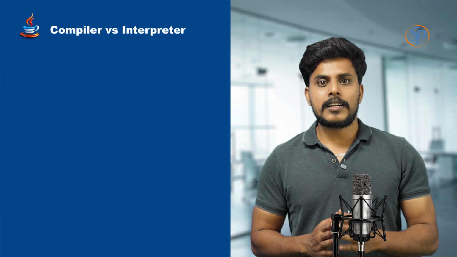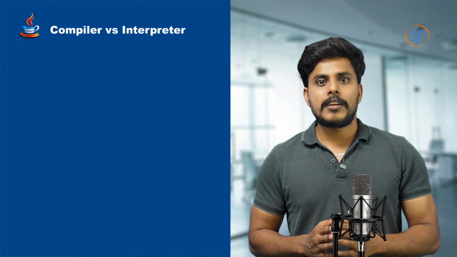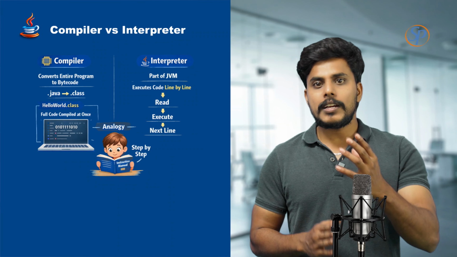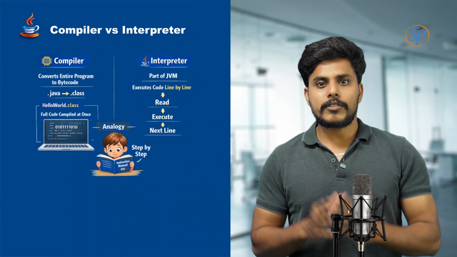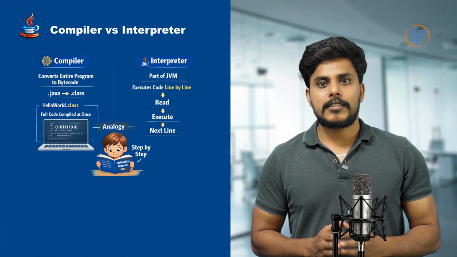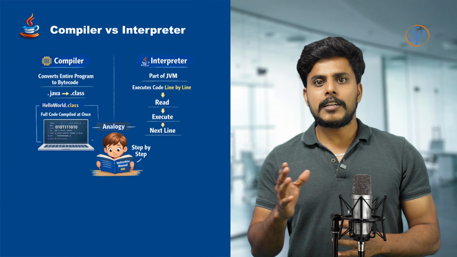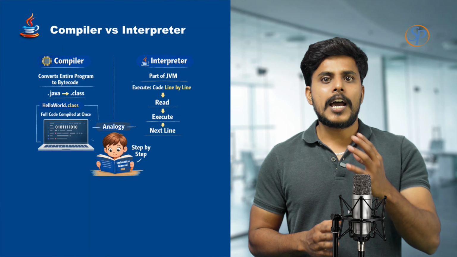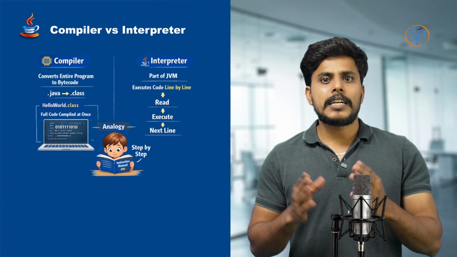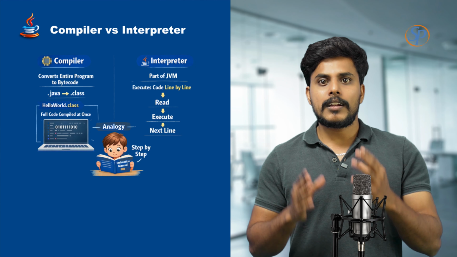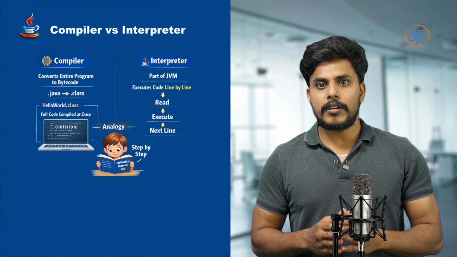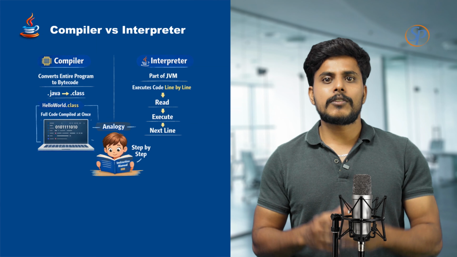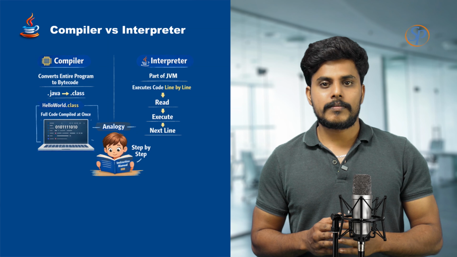Now let's understand an important concept. Is Java compiled or interpreted? Answer: Java uses both. Compiler. A compiler converts the entire program into bytecode. This happens during save. In Eclipse, the .java file is compiled to a .class file. In our Hello World example, the full code is converted into bytecode at once.